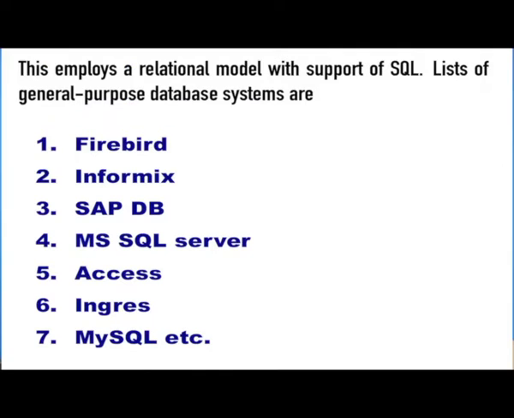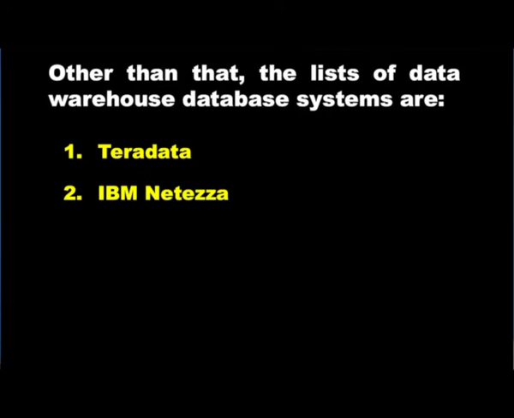Next comes the relational database system interface. This employs a relational model with support of SQL. The list of general purpose database systems are Firebird, Informix, SAP DB, MS SQL Server, Access, Ingres, MySQL, etc. Other than that, the data warehouse database systems are Teradata and IBM Netezza.